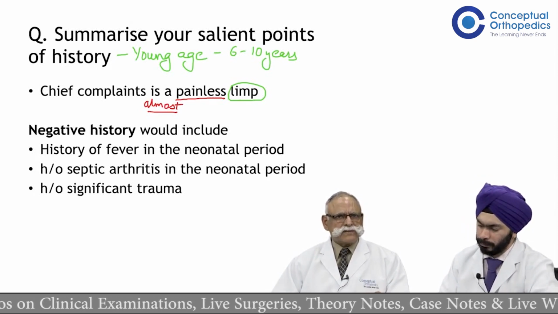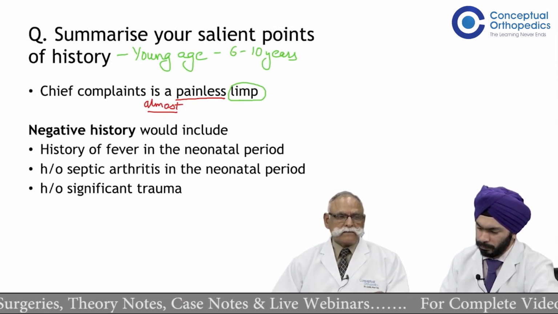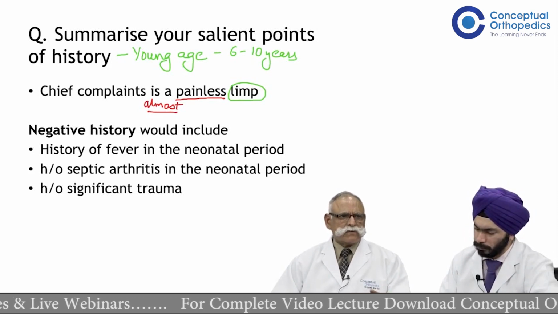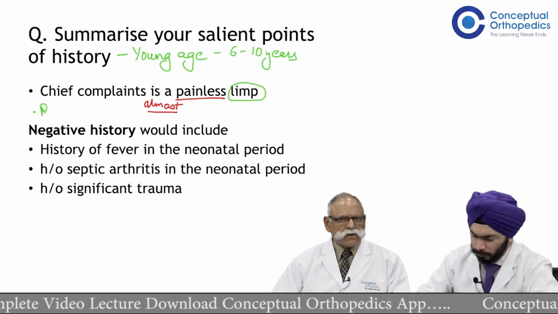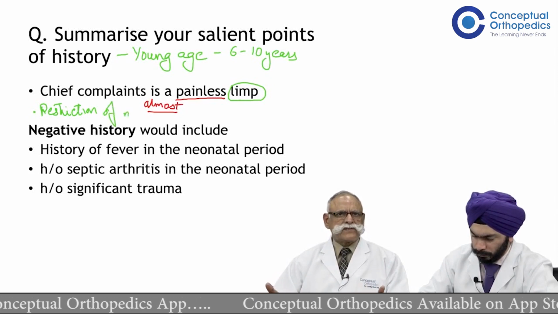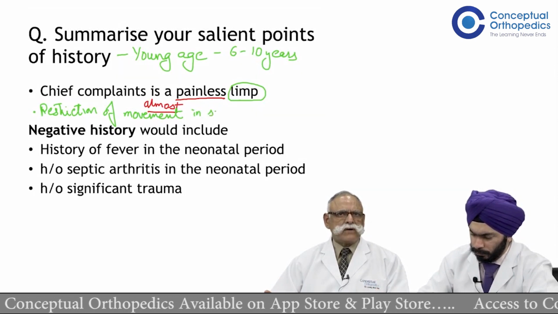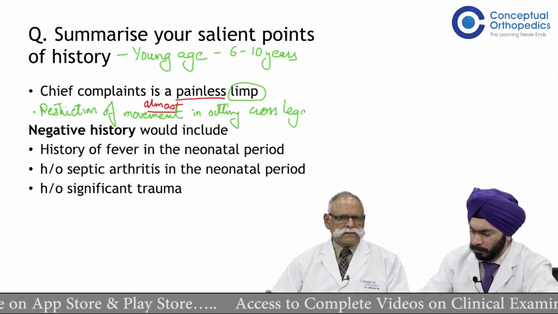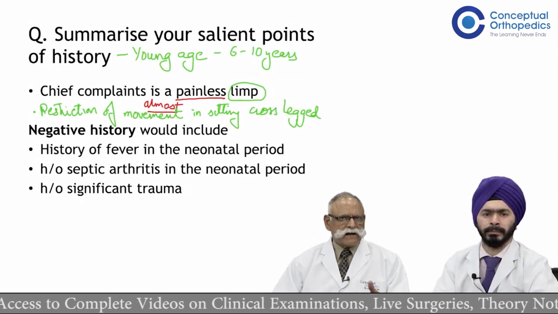So normally your patient will present to you with a painless limp, and in a relatively advanced stage, the patient may also be complaining of a restriction of movement in sitting. So the most important aspects are painless limp and restriction of movement in sitting position or a cross-legged position. And for such patients, you have to take a history.